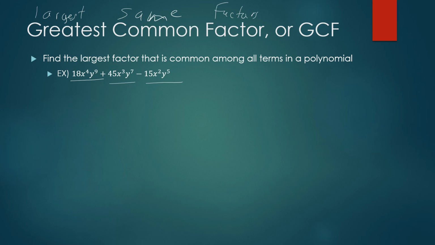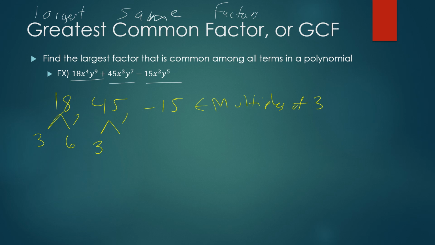If we look at their coefficients first, we have 18, 45, and negative 15. We should note that all of these are multiples of 3. Specifically, 18 is the same as 3 times 6. 45 is the same thing as 3 times, not 12, 13, no, not 13, shoot. I prepared everything else and then I can't do simple math. 15. And then this is 3 times 5. Notice that we have a common factor of 3 among the board.